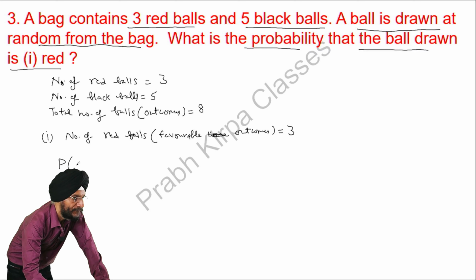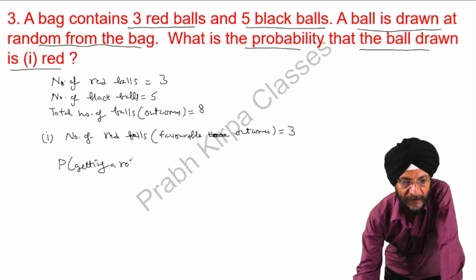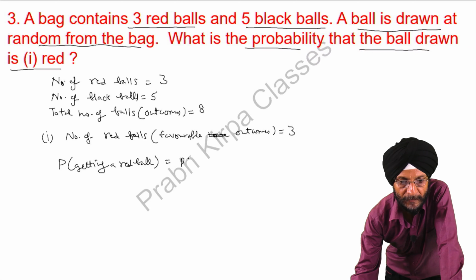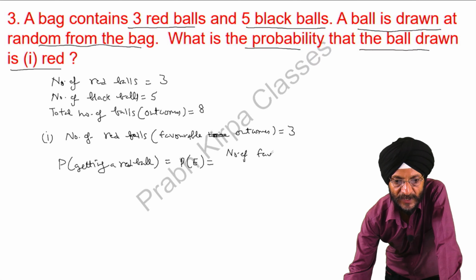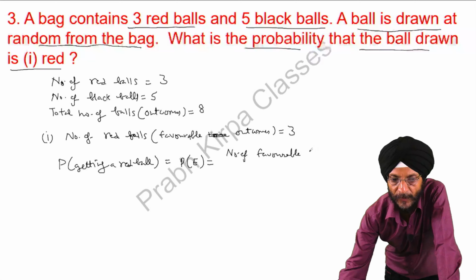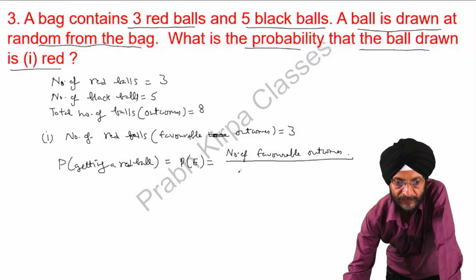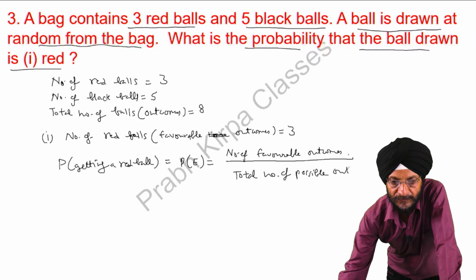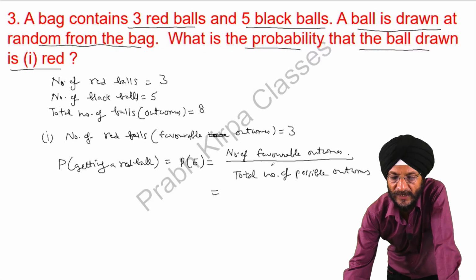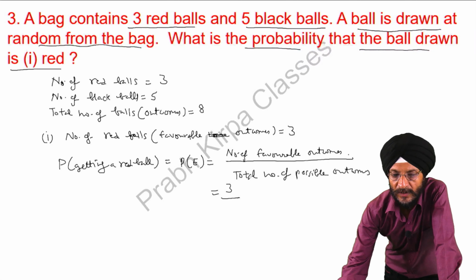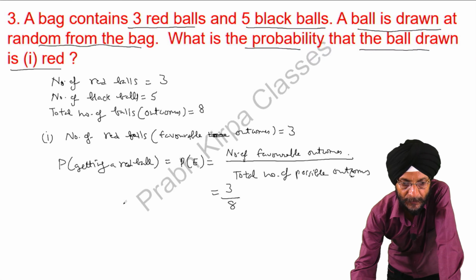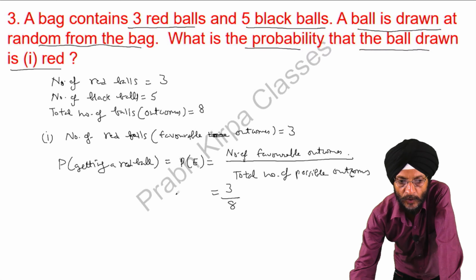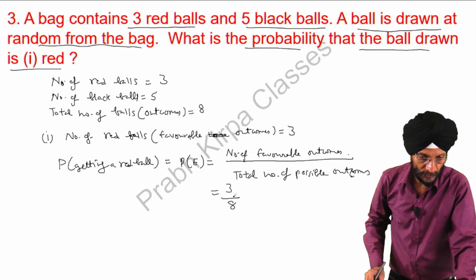So what is the probability of getting a red ball? P(E) is equal to, what is the formula for calculation of probability of an event? Number of favorable outcomes divided by total number of possible outcomes. Here on the upper side we will write the number of red balls, which are 3. The total number of possible outcomes means the total number of balls which are there in the bag, it is 8. So the probability of getting a red ball is 3 over 8. This is the answer.